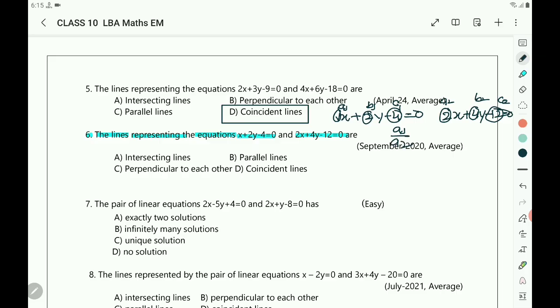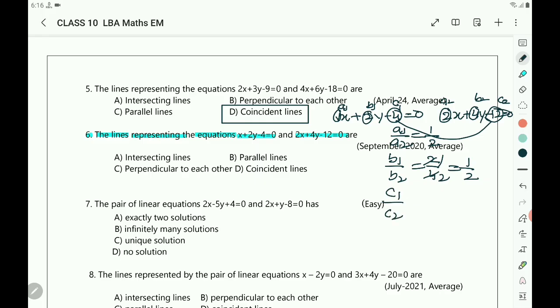Then find a1/a2. a1/a2 equals 1/2. b1/b2 is 2/4, which is again 1/2. Then c1/c2 is -4/-12.